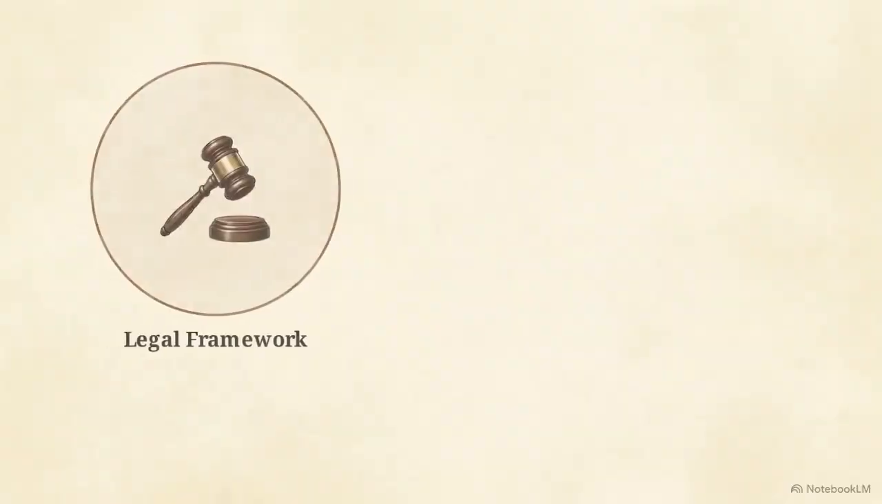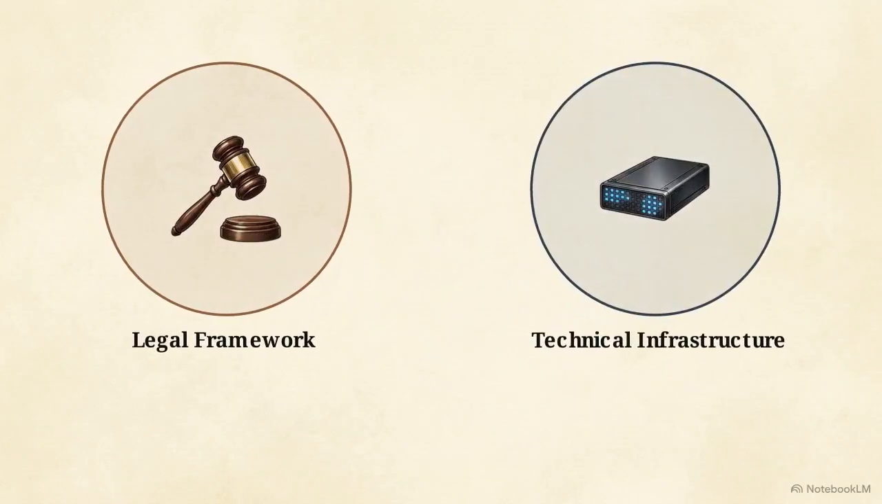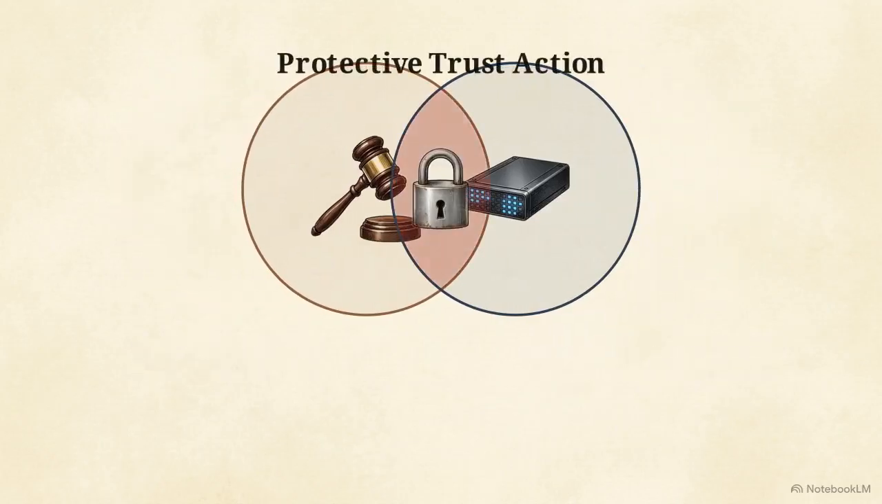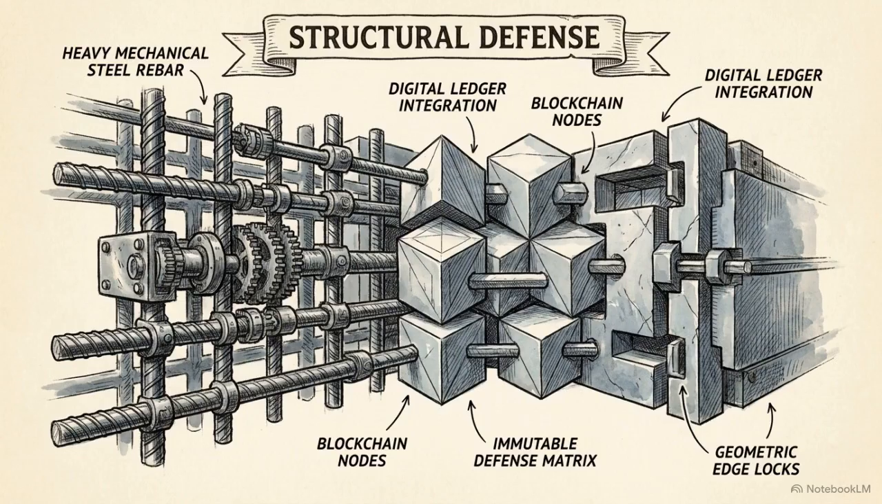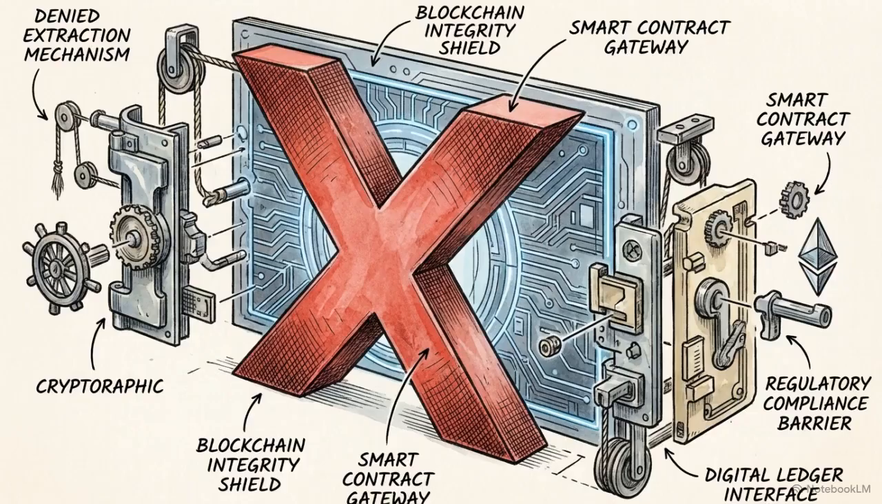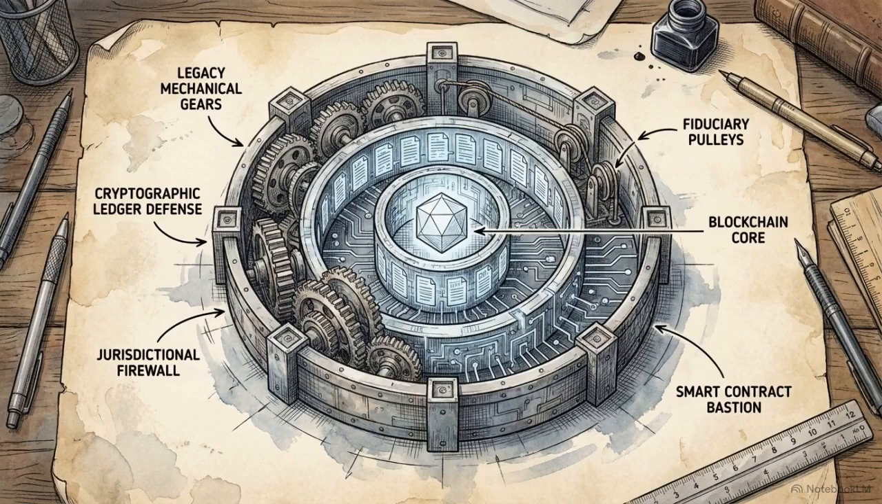To resolve this, you need a protective trust action, a hybrid legal and technical process designed to satisfy the debt while maintaining a strict audit trail. Adopting the legal posture of a sovereign trustee replaces passive compliance with a structural defense, ensuring the institution cannot extract funds without providing proof. This defense is executed through the private sovereign treasury operating system.